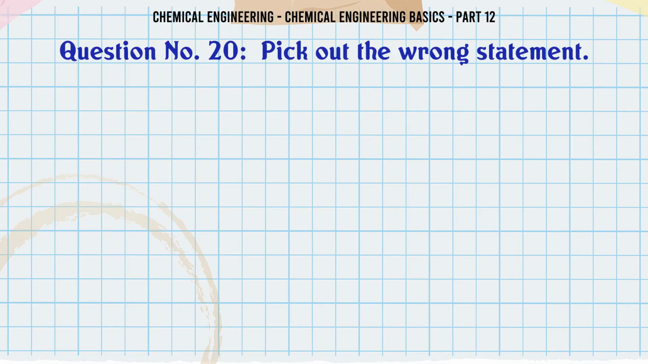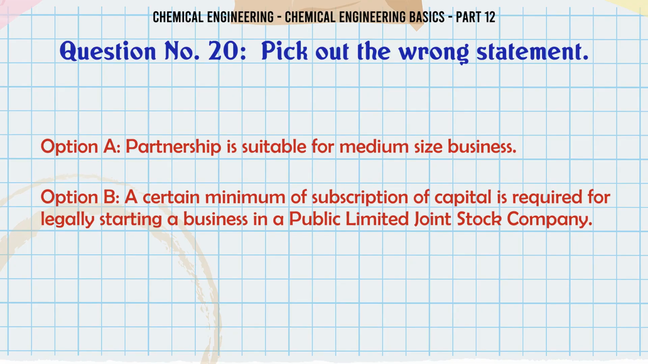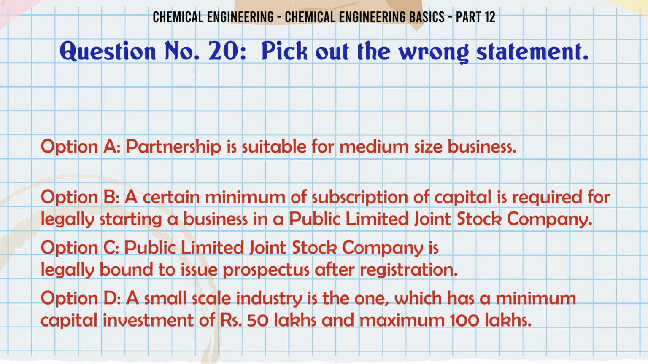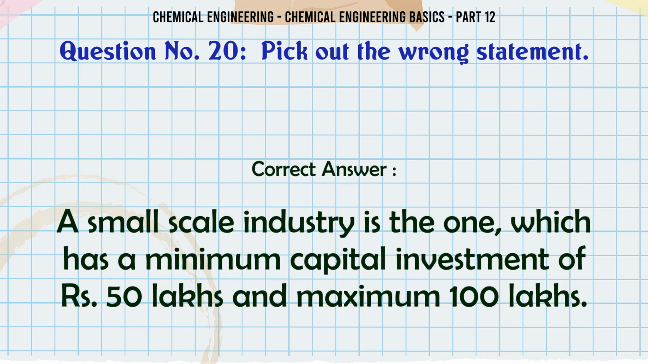Pick out the wrong statement. A. Partnership is suitable for medium-size business. B. A certain minimum of subscription of capital is required for legally starting a business in a public limited joint stock company. C. Public limited joint stock company is legally bound to issue prospectus after registration. D. A small-scale industry is the one which has a minimum capital investment of 50 rupees lakhs and maximum 100 lakhs. The correct answer is a small-scale industry is the one which has a minimum capital investment of 50 rupees lakhs and maximum 100 lakhs.